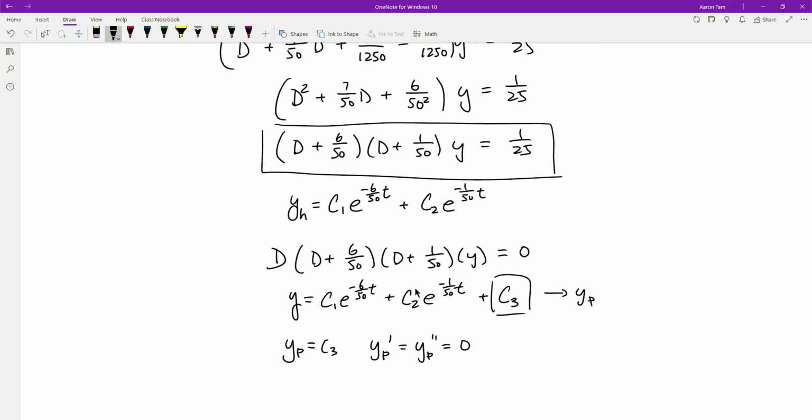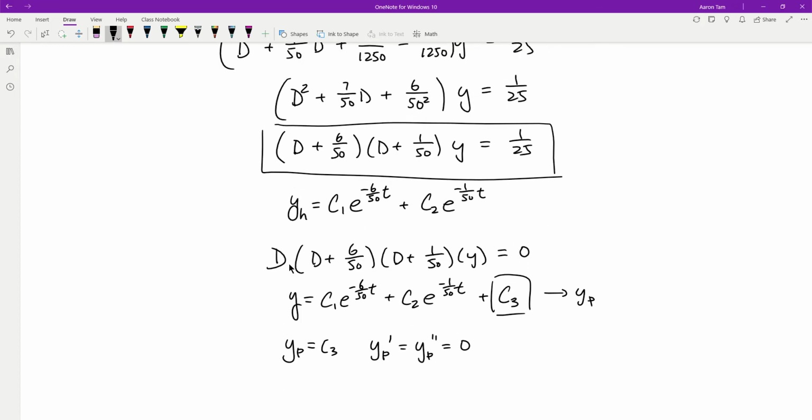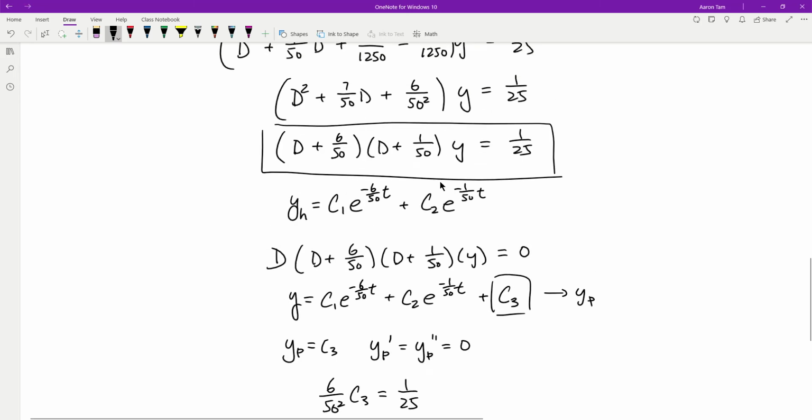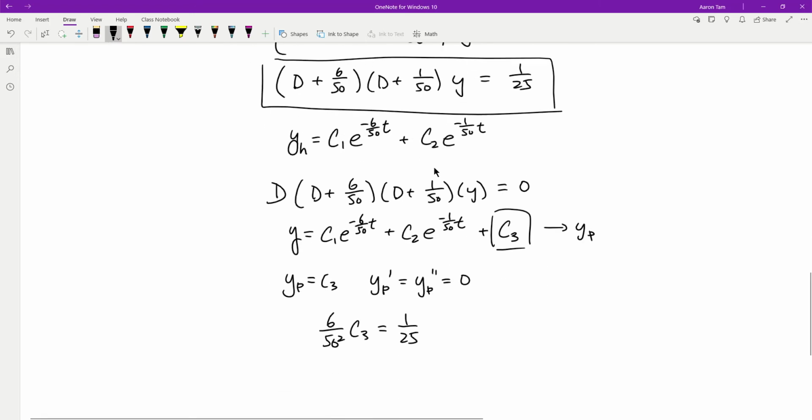So therefore, that simply indicates that 6 over 50 squared times C3 should equal 1 over 25, because that is what happens when I look at this equation right here. The d squared and 7 over 50 d terms both become 0 when I plug in C3, and therefore just leave me with 6 over 50 squared times C3 equal to 1 over 25.